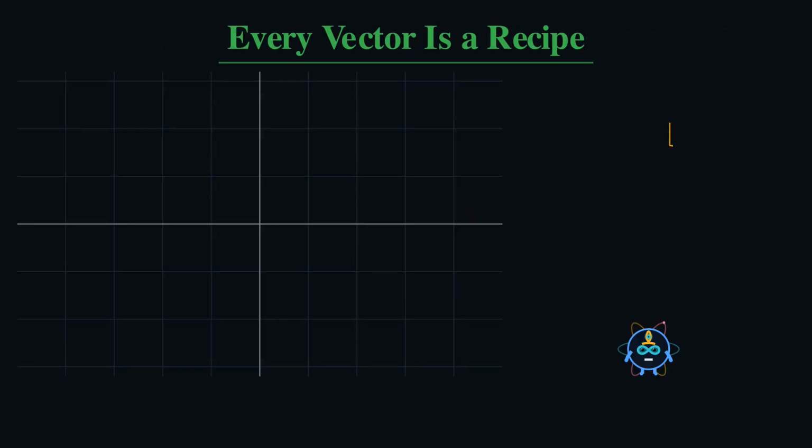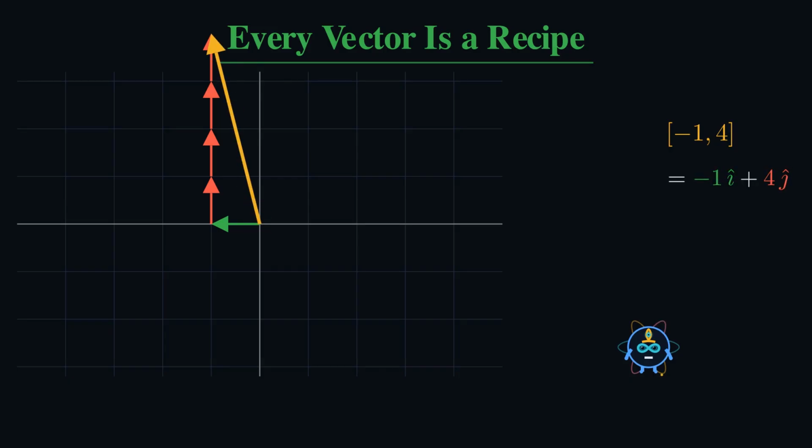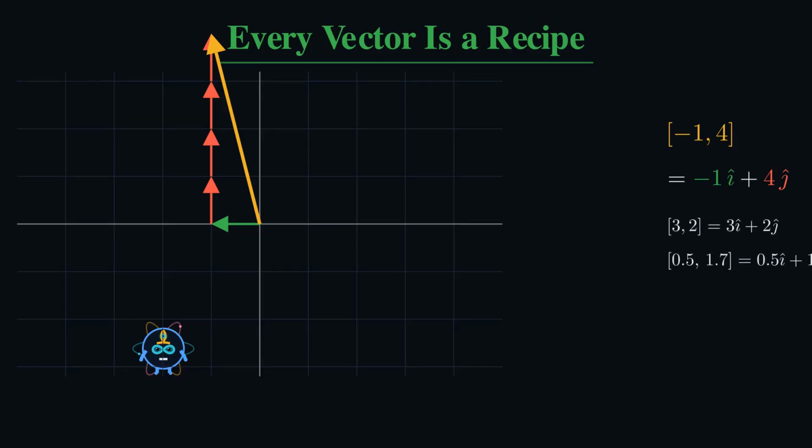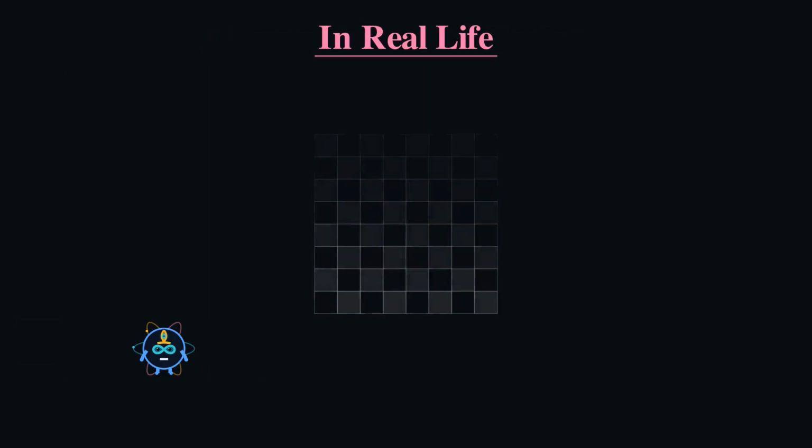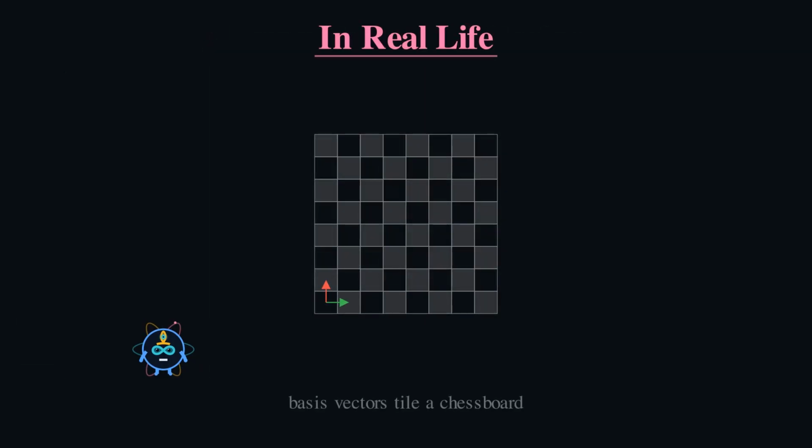Here is the punchline of the grid. Every vector is just a recipe. So many i hats, so many j hats. Take minus 1, 4. That is 1 i hat to the left, then 4 j hats up. Follow the recipe and the vector appears. Change the 2 numbers, and you can build any vector at all. Every vector is a recipe of these 2 arrows. 1 step right, 1 step up. Repeat those 2 moves and you can reach every square on the board.